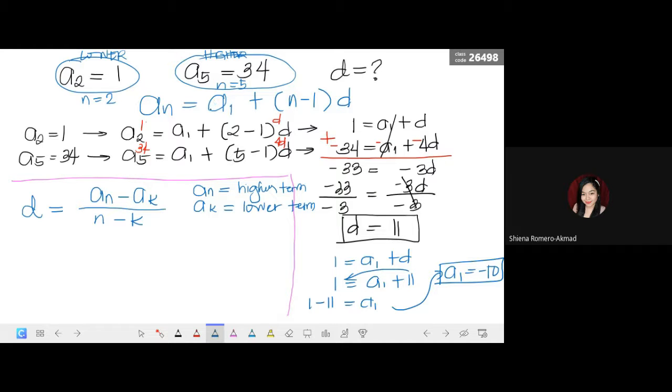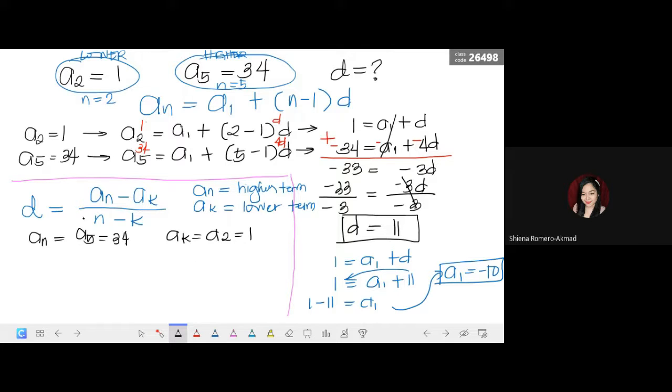Okay, so we will subtract. Now, ano yung magiging given natin? Ang magiging given natin this time, A sub n is equal to A sub 5, which is equal to 34, while A sub k is equal to A sub 2, which is equal to 1.